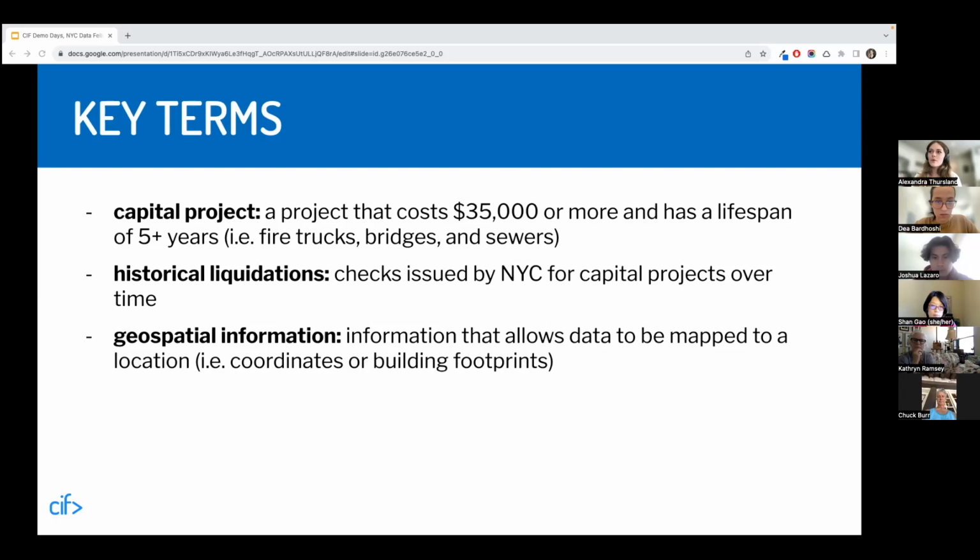So it's important to get familiar with a couple of key terms that we're going to be using a lot in this presentation. The first is capital projects. A capital project is a project that costs $35,000 or more and has a lifespan of 5 or more years. So think fire trucks, bridges, or sewers. Next is historical liquidations, which refers to checks issued by New York City for capital projects over time. And finally, geospatial information refers to information that allows data to be mapped to a location. Think coordinates on a plan or the footprint of a building.